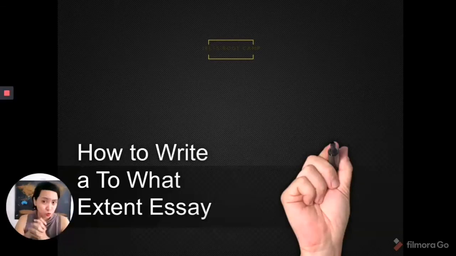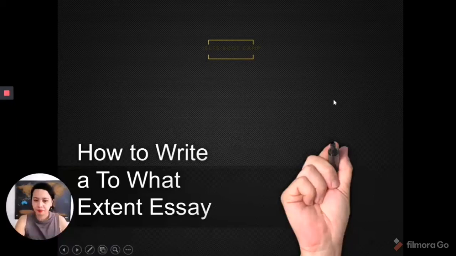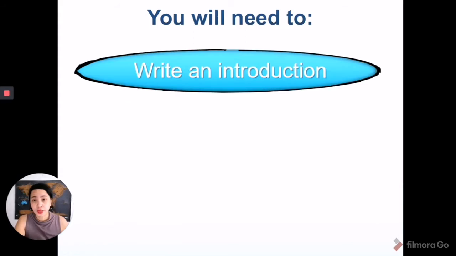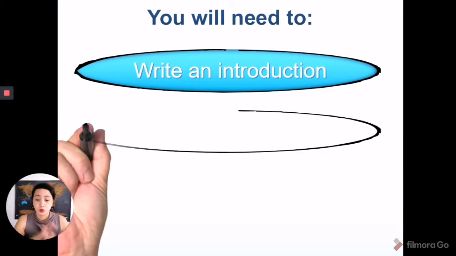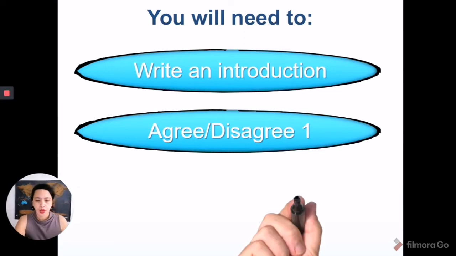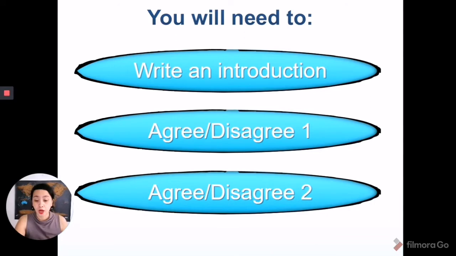All right, now let's talk about how to write a to what extent essay question. What do you need to do? First, you will need to write an introduction, and then next, you will need to completely agree or completely disagree. So if you completely agree, you have your first reason, and then the second reason why you completely agree or completely disagree, and then you give your conclusion.